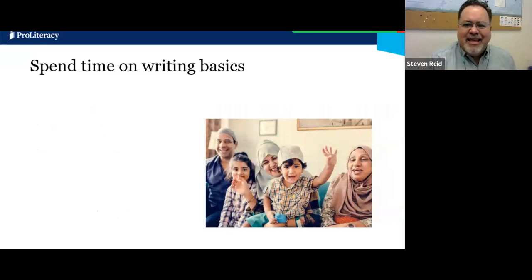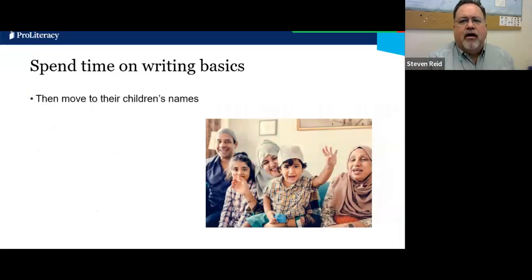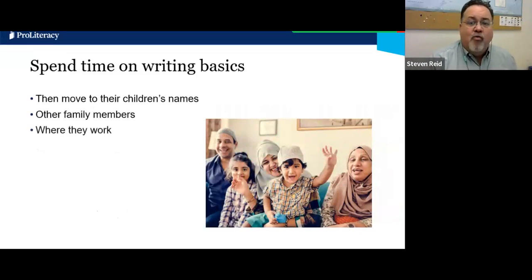Okay. And then from there, build on that with the names of their children, the names of their spouses or other family members, where they work, other important names that they may come across. And so build that limited vocabulary in their writing, tying it to the words that are important to them, like their name, their children's names, their spouse's names.